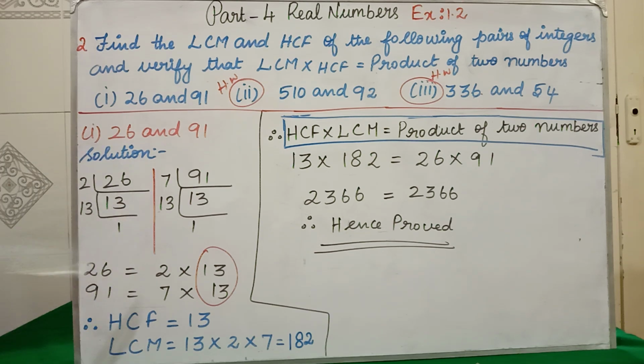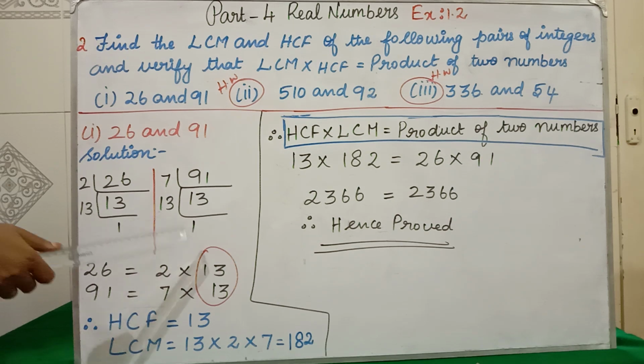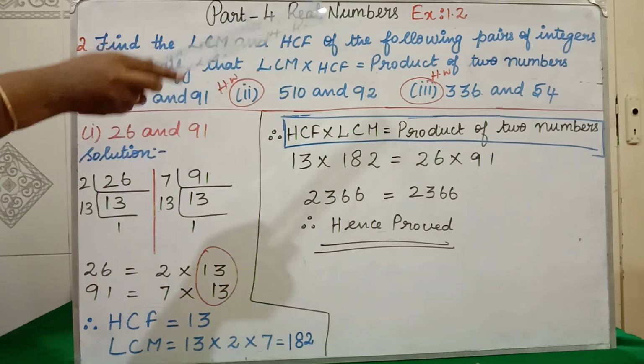So I am writing 26 separately and 91 separately. In the 2 table, 26 is 13 times, and 13 ones are 13. Similarly, in the 7 table, 91 comes 13 times, then in the 13 table, 1 times 13 is 13. So at last we have come to 1. Now how can I write 26? 26 is equal to 2 into 13. Similarly, 91 is 7 into 13.